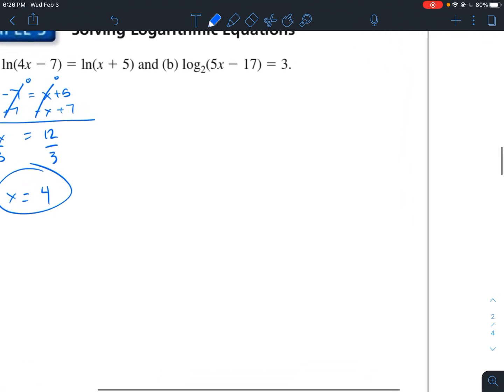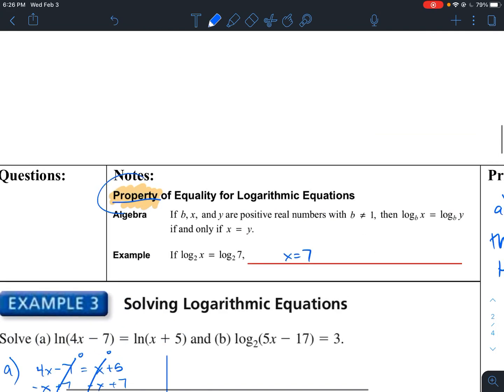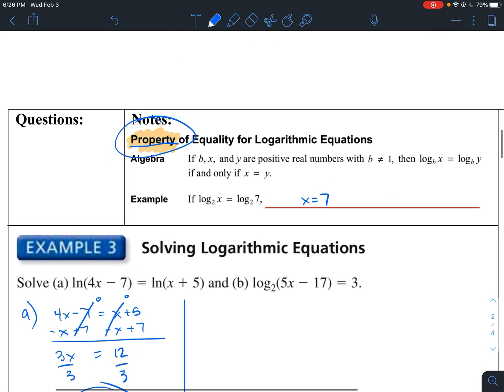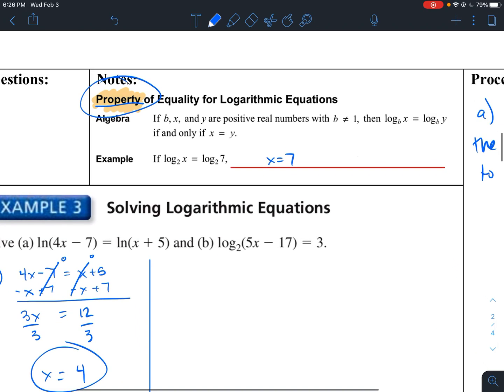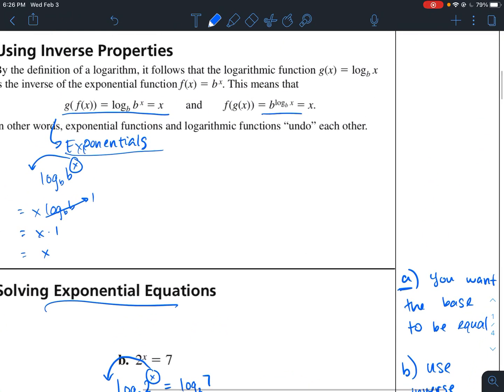So for B then, again this is using the property of equality of logarithmic equations. Now on the right side, we're going to use the inverse property. So that leads us back up to here. This is the inverse property for logarithmic equations.